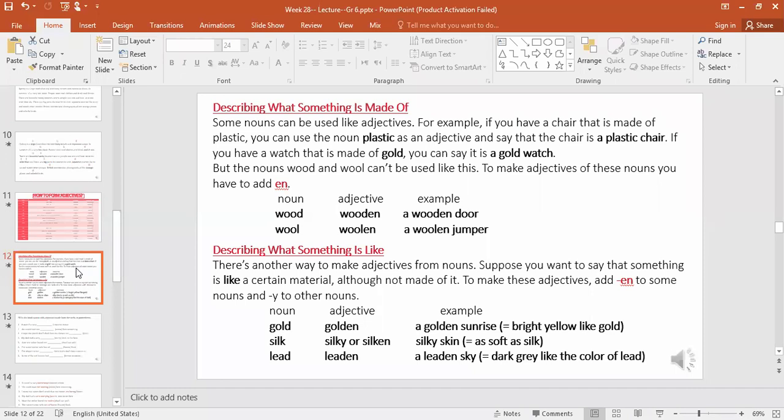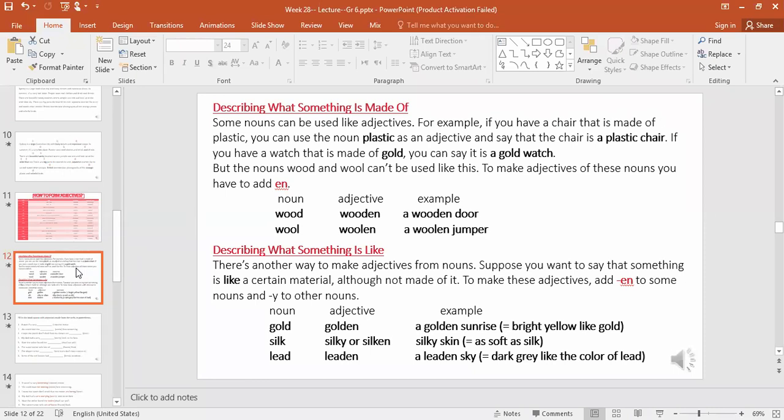The thing that I skipped yesterday is showing you the difference between what something is made of and what something is like. When I say something is made of, it means I'm telling you what it is made of. Okay? When I'm telling you what it is like, it means I'm telling you it looks like something. It's not made of this thing. It looks like it. This is the difference.